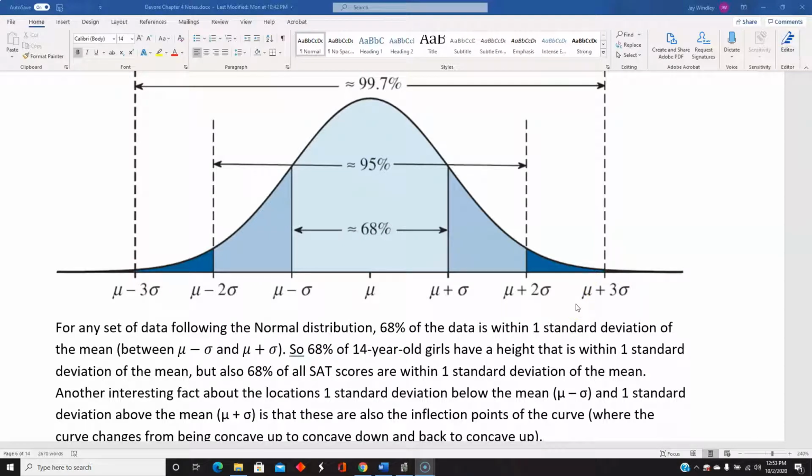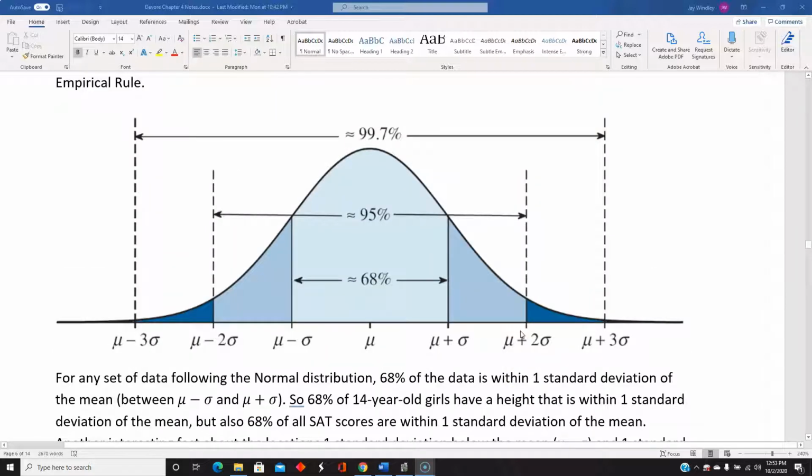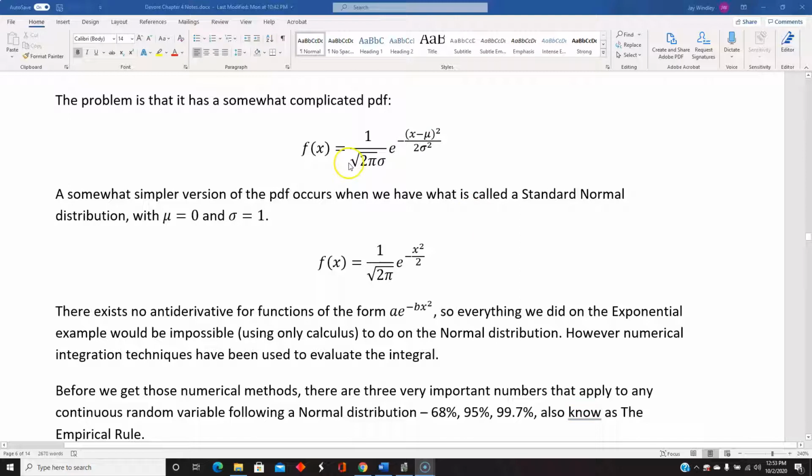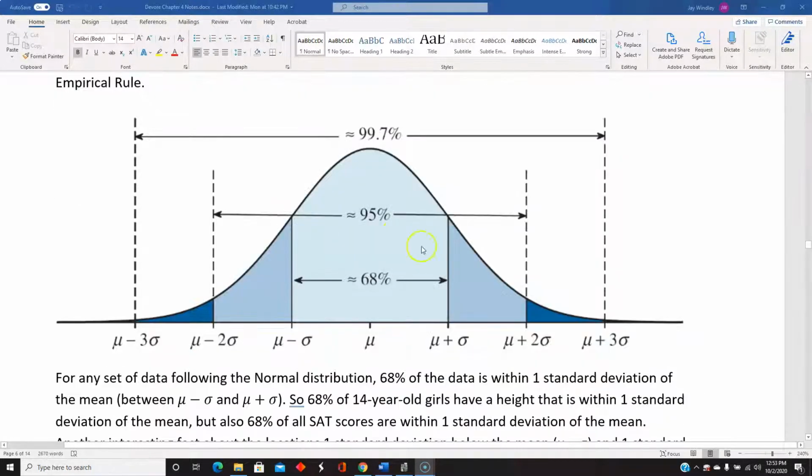Another interesting fact about this curve that we could actually prove in this class, though I can't in my lower level stats class, is that if you take the second derivative of the PDF and set it equal to 0, you might remember from calculus class, setting the second derivative equal to 0 is how we identify an inflection point. If you do that, you get that the inflection point is exactly at the mean plus sigma and exactly at the mean minus sigma.